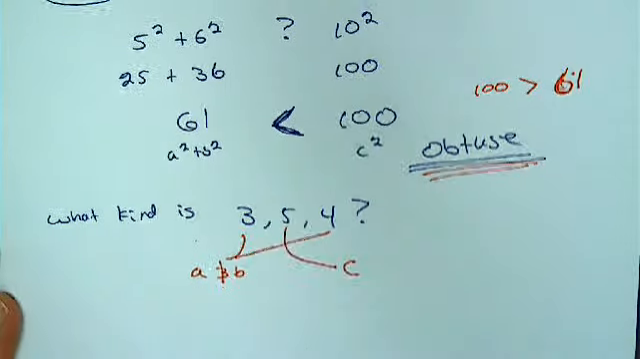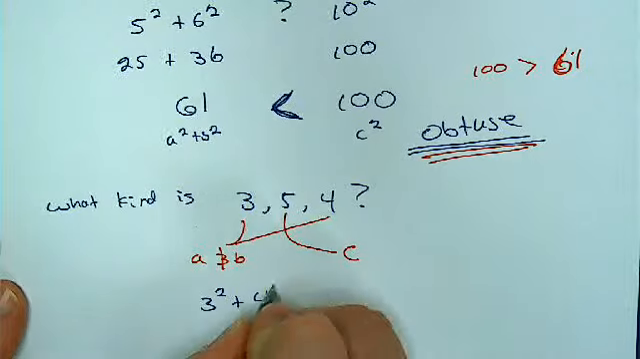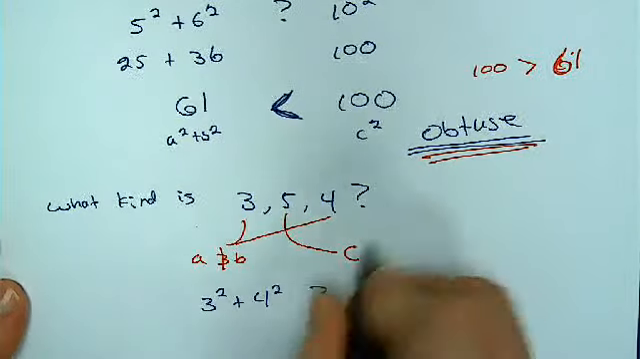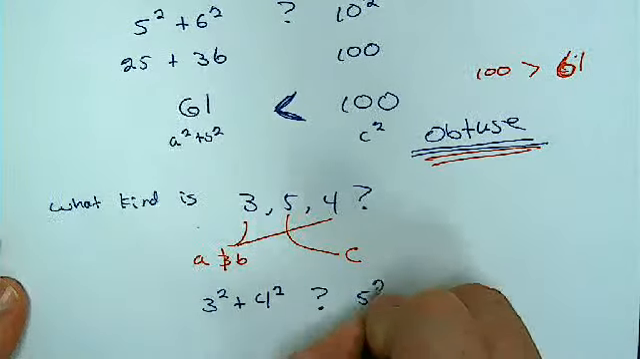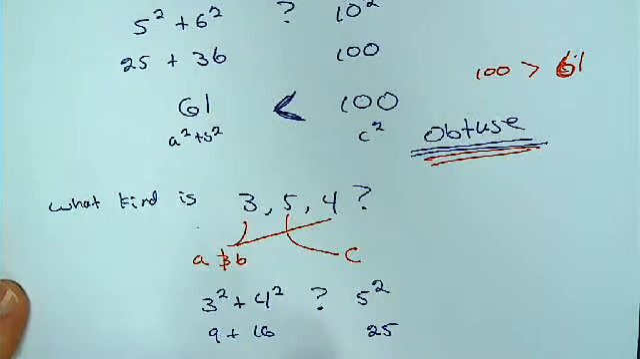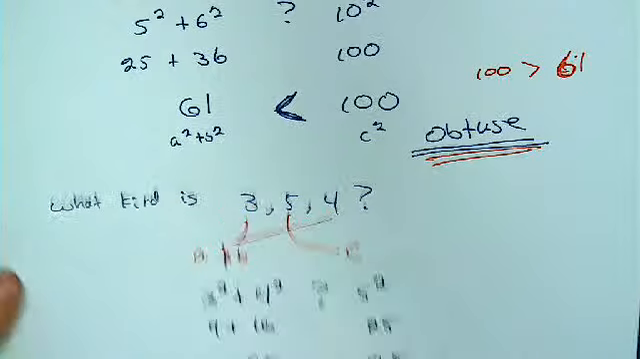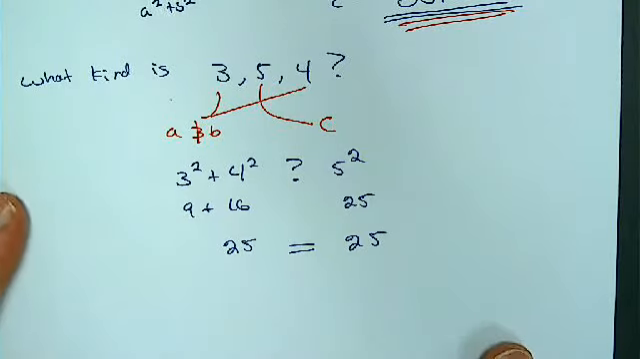So let's check and see here. If I do A squared plus B squared, that's 3 squared plus 4 squared. Compare that to C squared. 9, 16, 25. 9 plus 16 is 25. So they equal each other. So what kind of triangle? It's a right triangle.